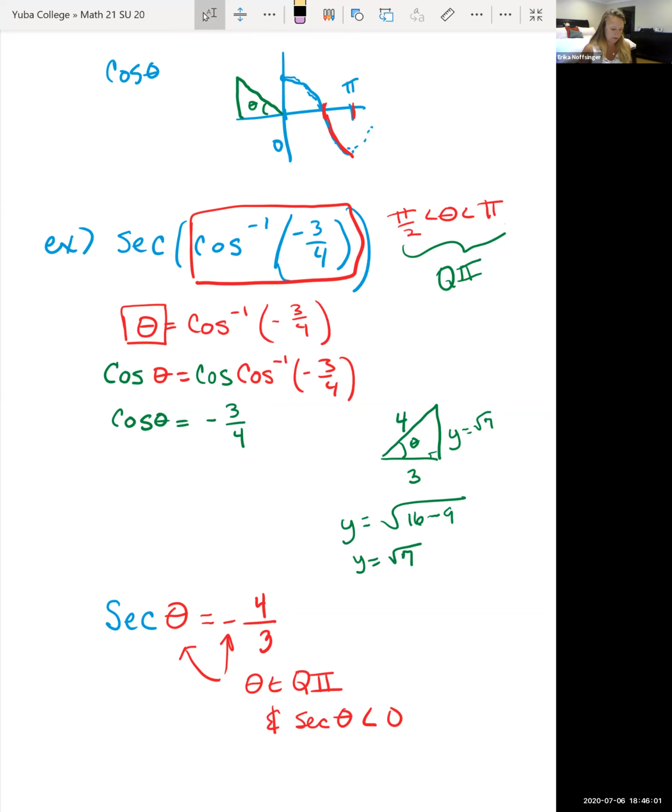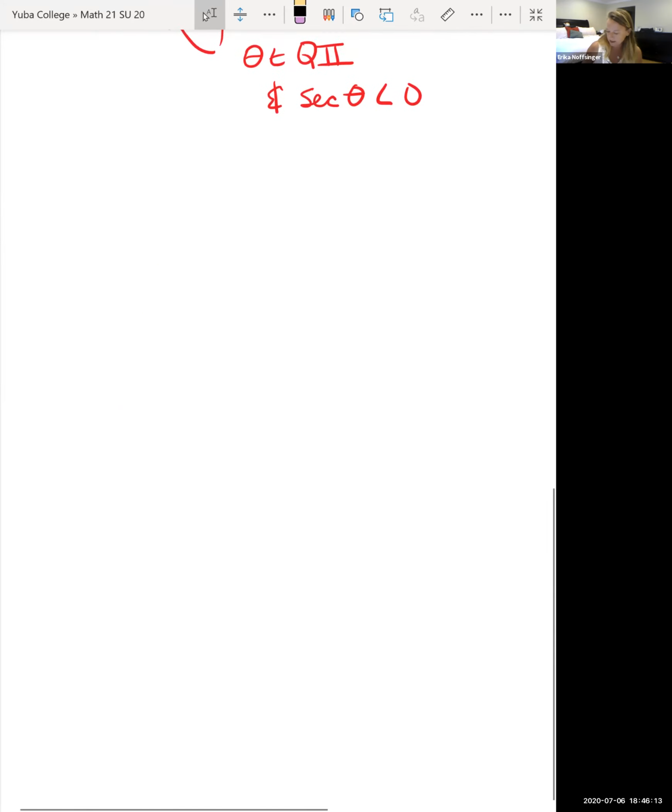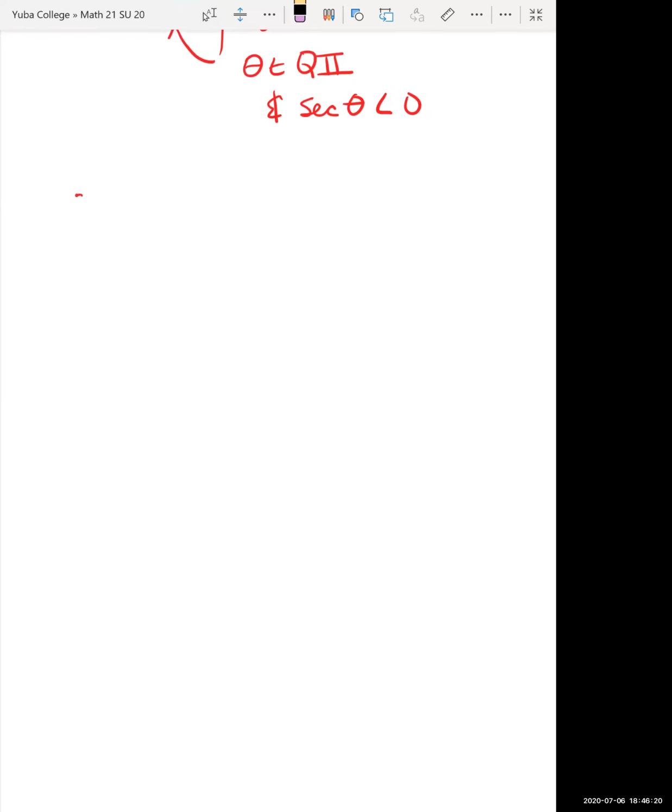Okay, so I'm going to jump into 8.5, which is the sum and difference of 2 angles. We're going to look at that for cosine and sine. Wait, so the answer was -4 over 3? Yeah.